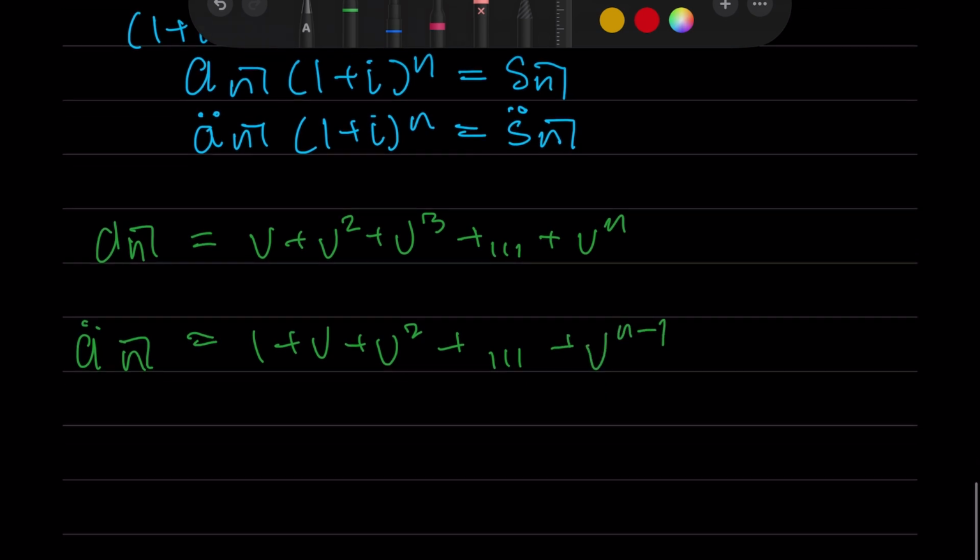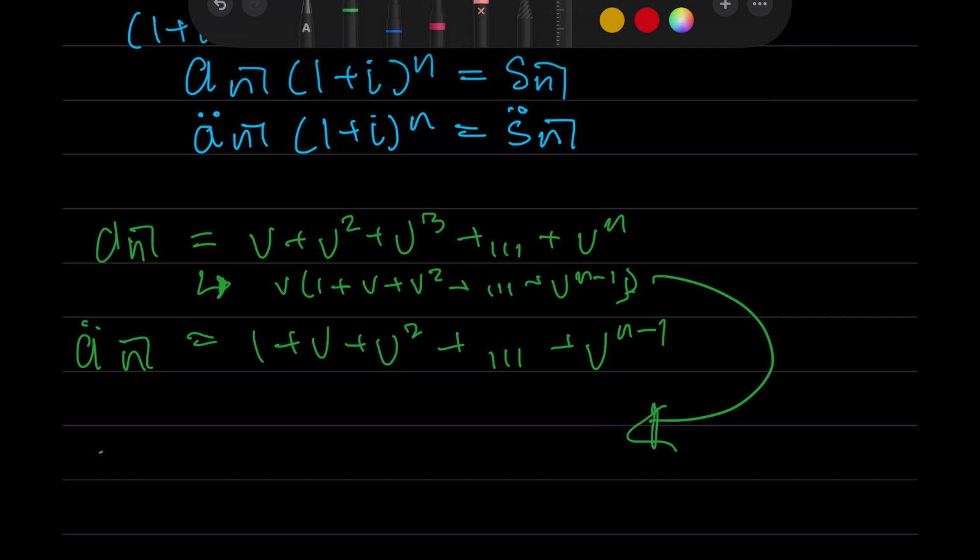Right, so if we go to the first line and we take out v as a common factor, then we'll go v times 1 plus v plus v squared plus and so on. So now what we've got, this line, let's just rewrite this.